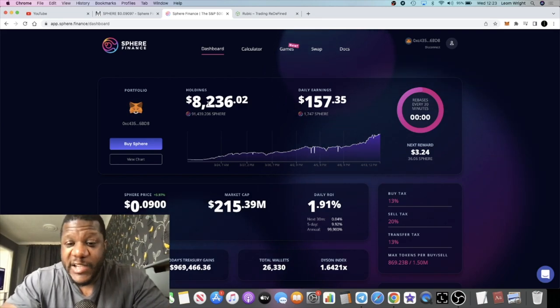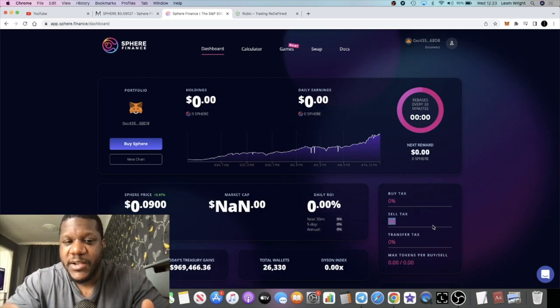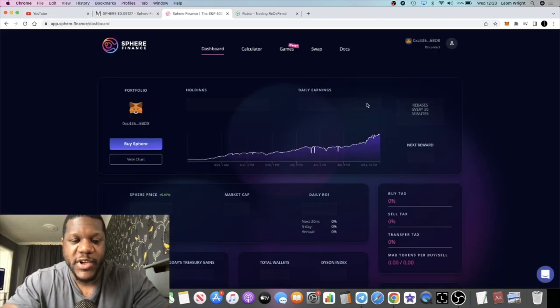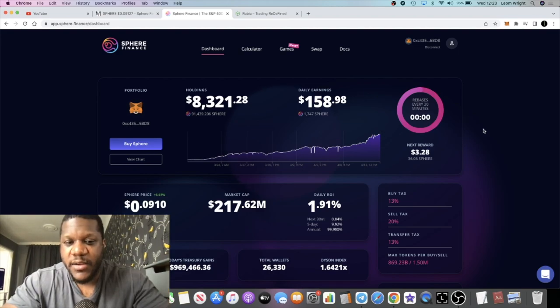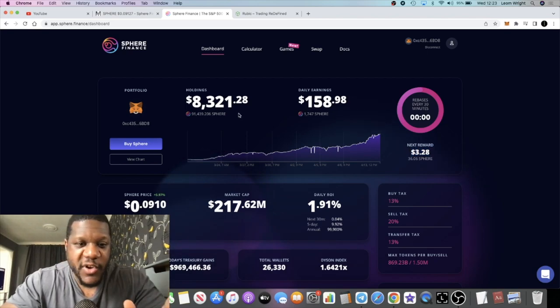So I don't want to miss out on it, guys. Now, when I bought this token, obviously there's a 13% tax to buy it in. And when you go to sell this token, there's a 20% tax. So you don't want to try and day trade this token because you're going to get hit with those taxes. And you're probably going to be in excess of 33% down if you're just jumping in and out of this thing straight away. So be sure that you want to buy the thing when you do buy it. It rebases every 30 minutes. So you can see my next reward is $3.28. I have 91,439 tokens.